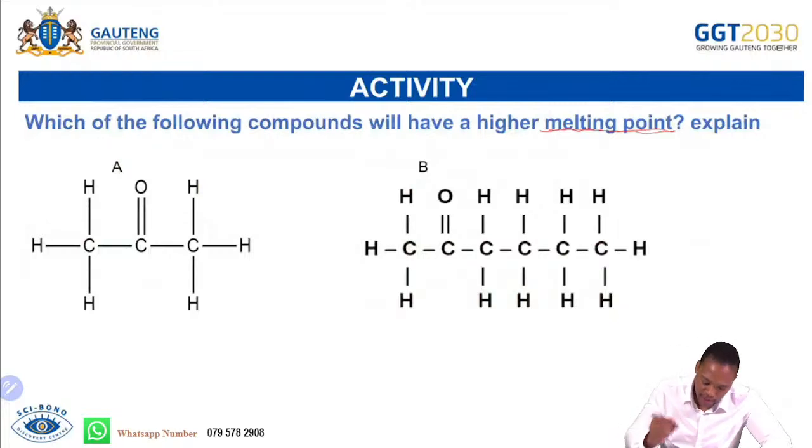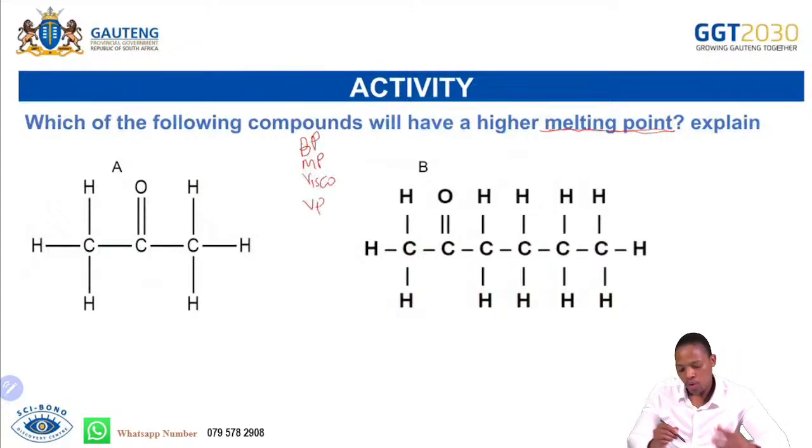We remember there's a relationship we have created. We have a relationship between BP, MP, V score, and VP. So if you know something about the boiling point, that means you know something about the melting point. That also means you know something about the viscosity. That also means you know something about the vapor pressure.